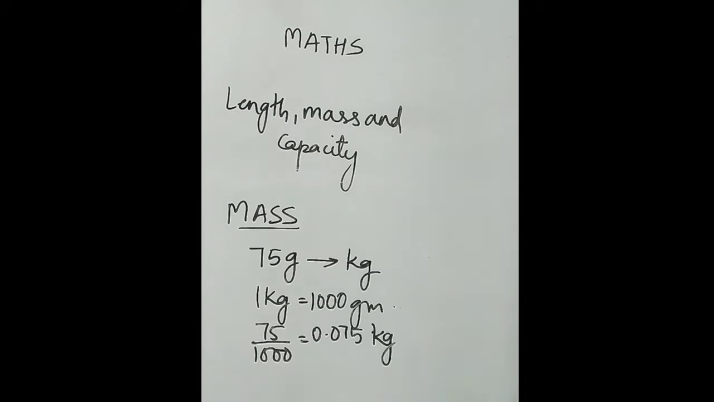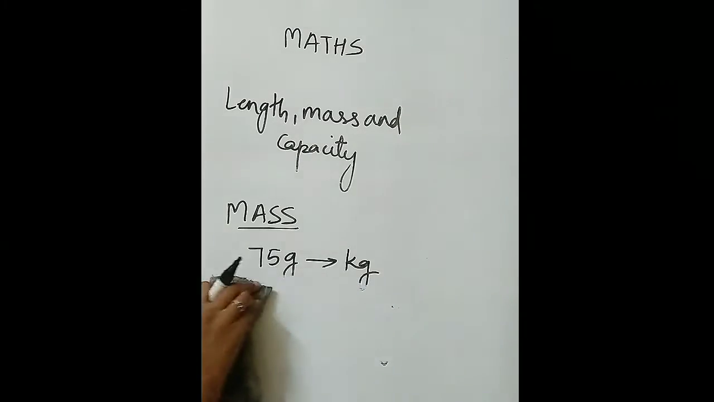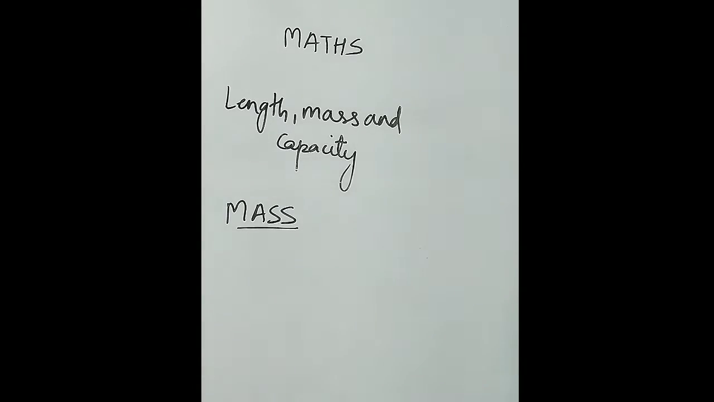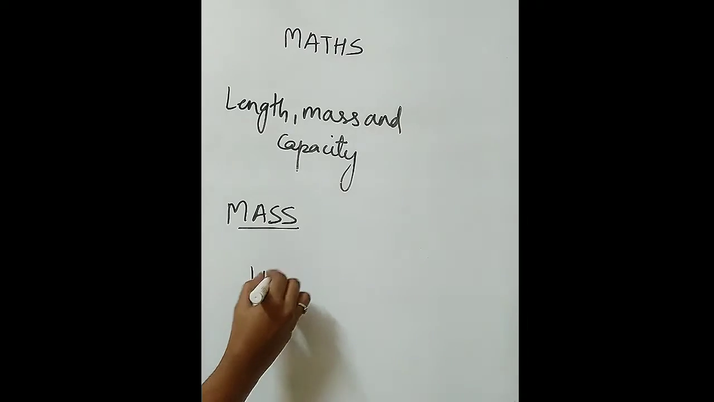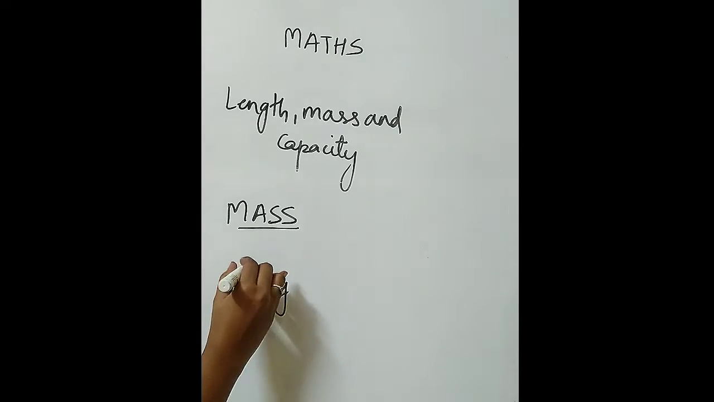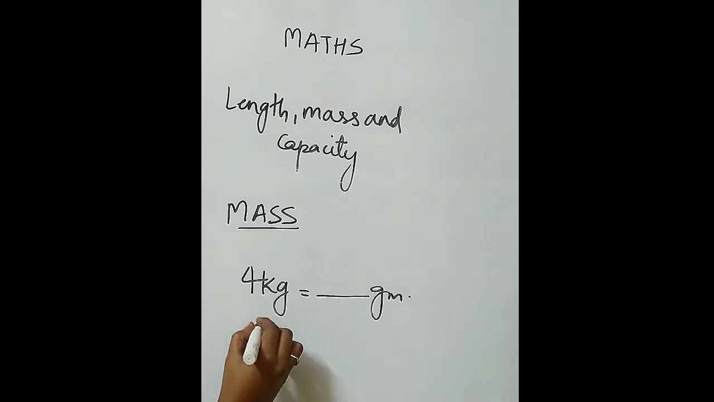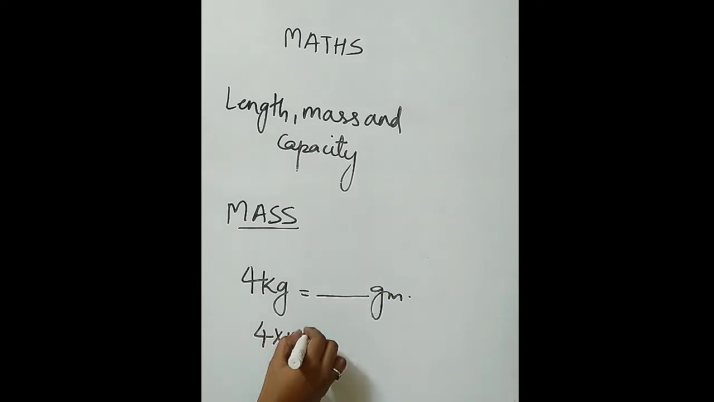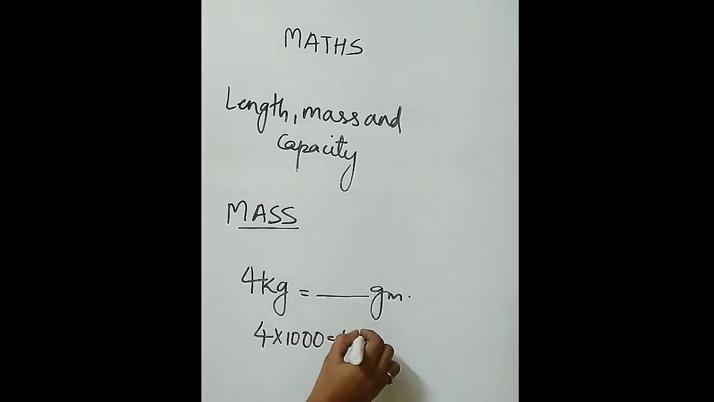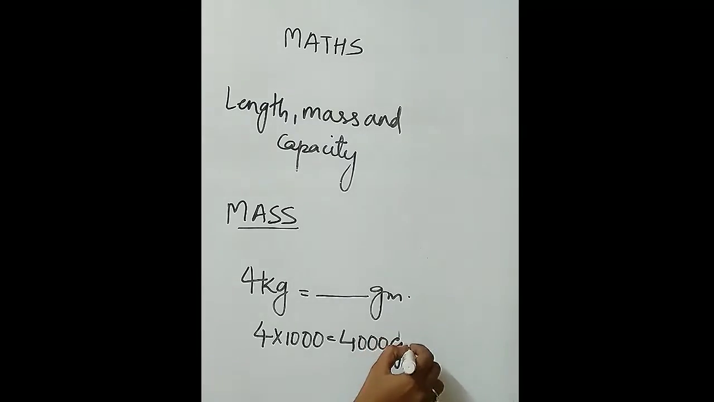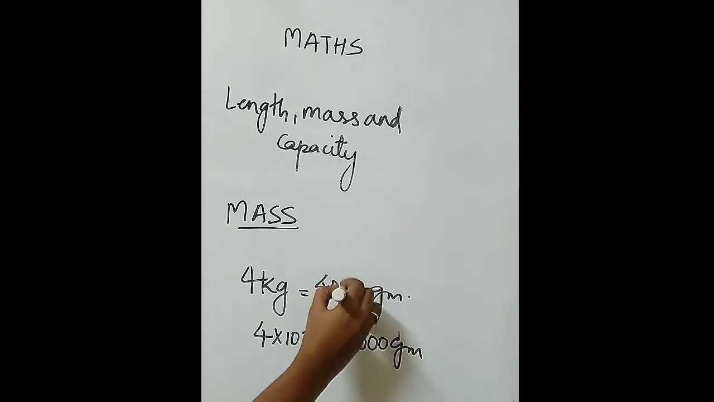Understood? Now we'll see from bigger to smaller, student. I am going to take a big one, and go from bigger to smaller unit. So I'll take 4 kg, student. I want to convert it into gram. So we will simply multiply. 4 into 1000 will be 4000 gram. So the answer is 4000.